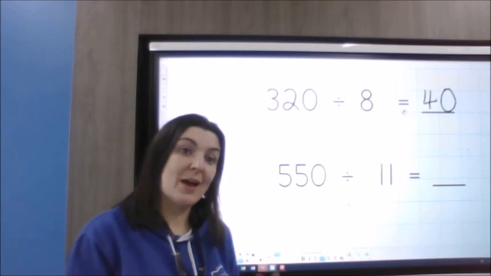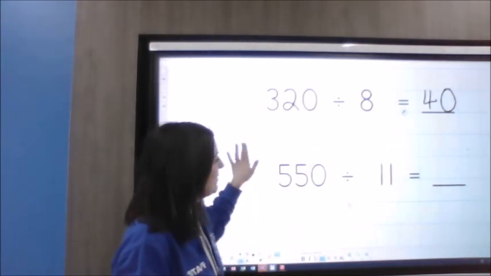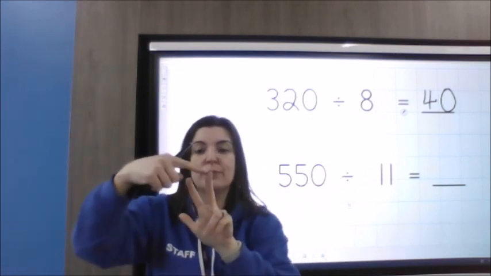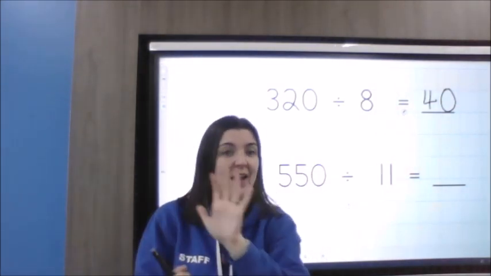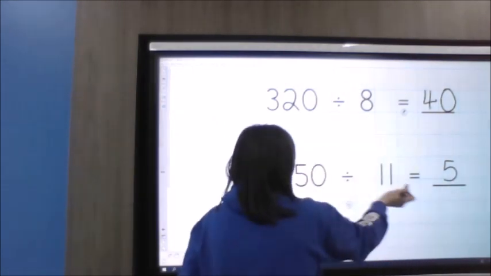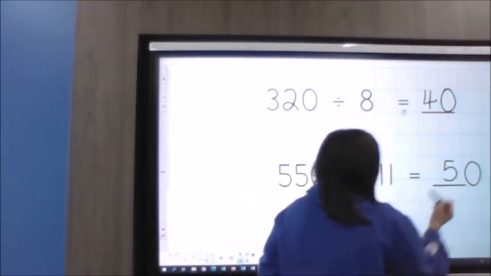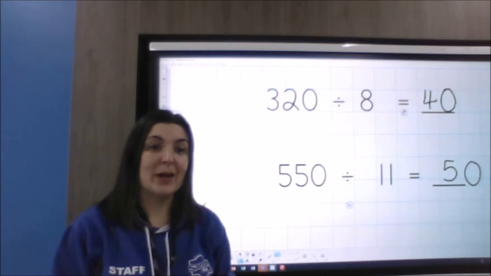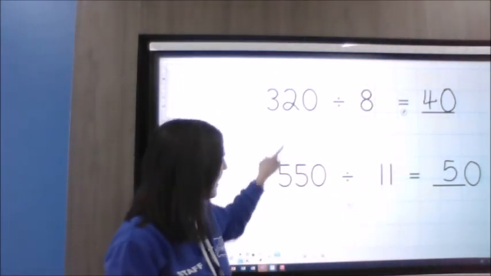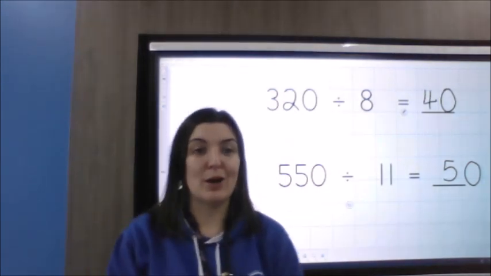Right, so you should have had a go at that one. So 550 divided by 11. So 11, 22, 33, 44, 55. So that's 5, and then put your 0 back on. Okay, so I can do the inverse to check it. So 11 times 5 is 55, and put my 0 back on.